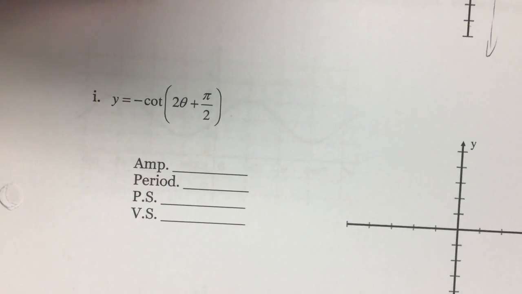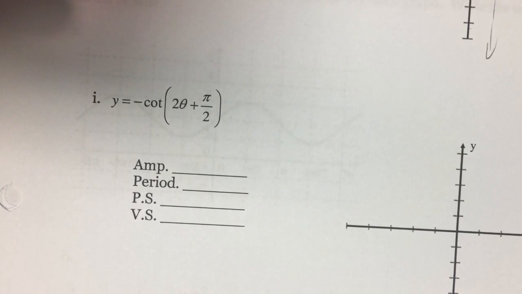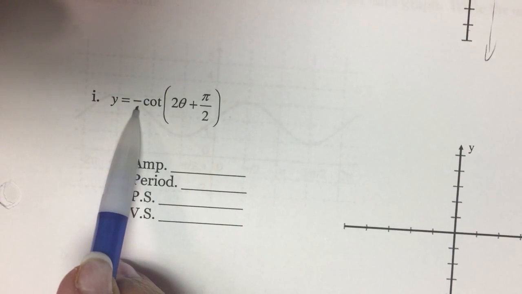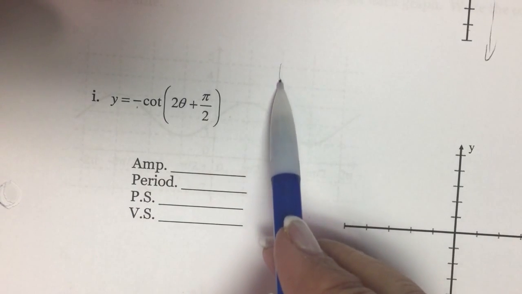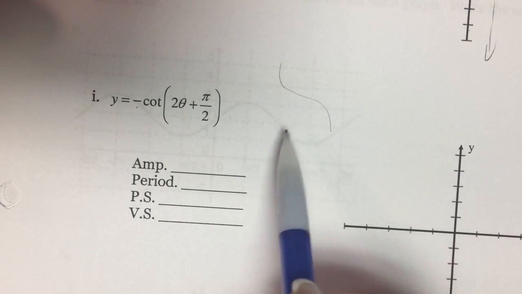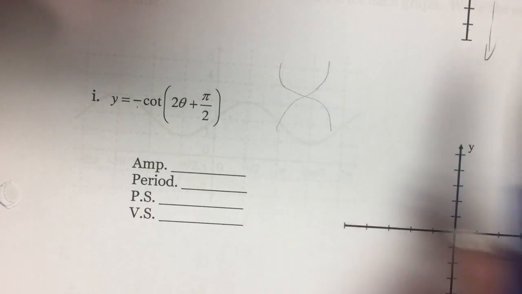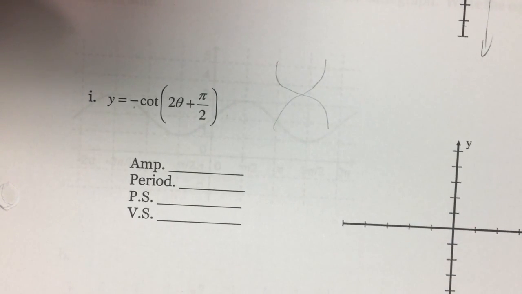All right, so this is another cotangent one, but look, this has a negative in front, so what that's going to do is reflect it. So it's going to take the cotangent, which normally goes like this, and flip it to go like that. So it's kind of going to look like a tangent function.